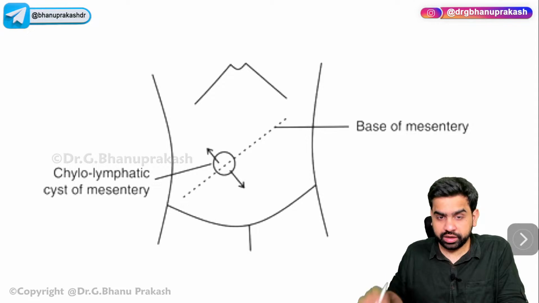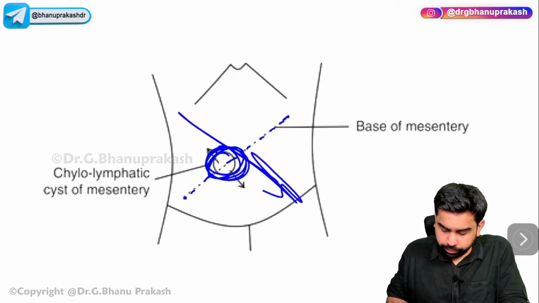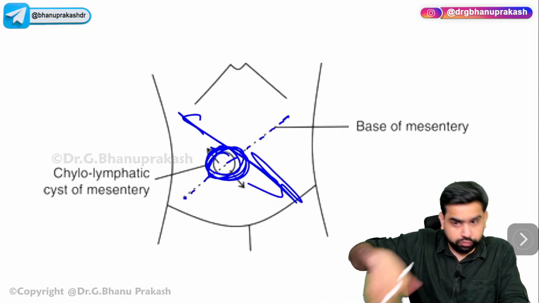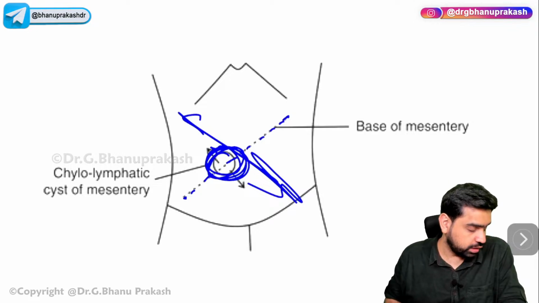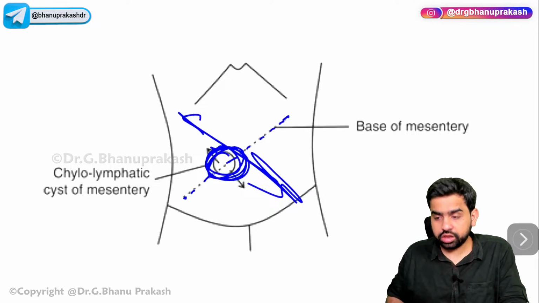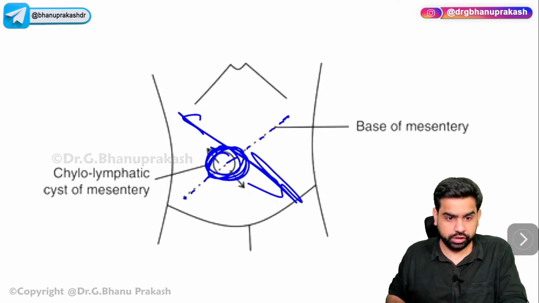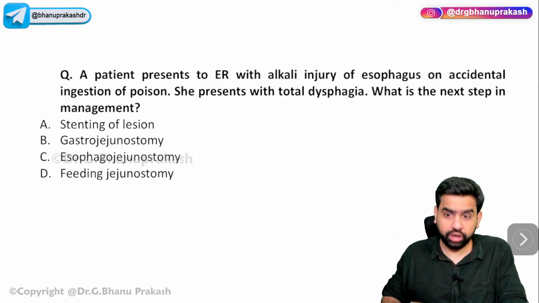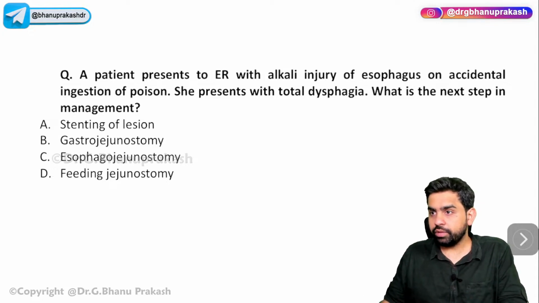And how do you diagnose clinically? This is the attachment of the mesentery. If there is a cystic lesion, it is going to move perpendicular to the attachment of the mesentery. It is not going to move along the mesentery. This is how you diagnose patients with an intestinal cyst. They can be of two types: a chylolymphatic cyst and an enterogenous cyst. Chylolymphatic cyst, the treatment is enucleation. Enterogenous cyst, the treatment is resection and anastomosis. I hope you have understood this particular point, guys.